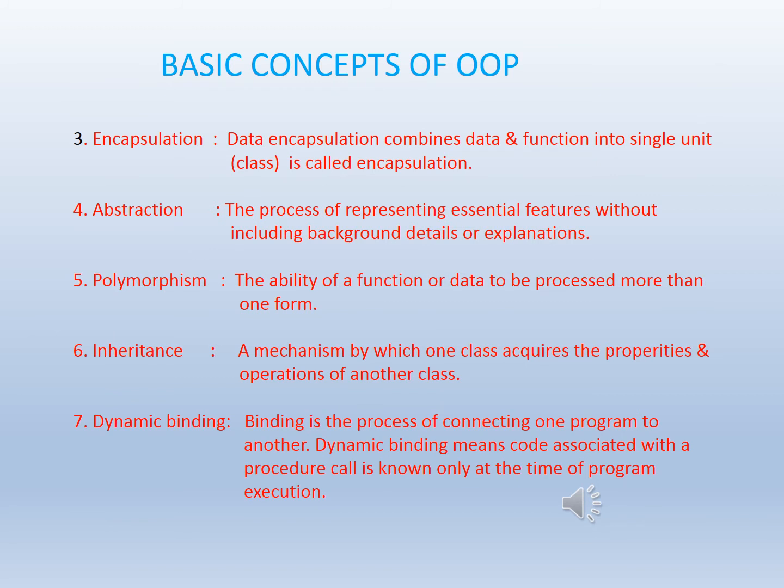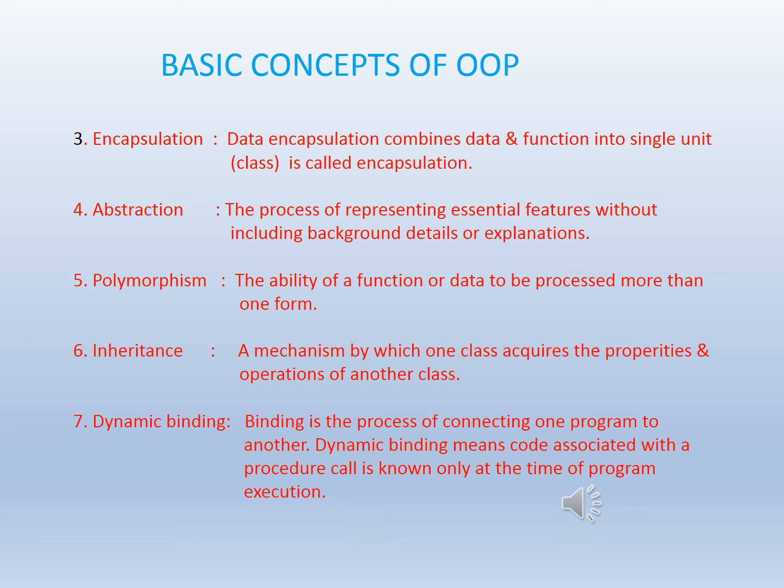Next is encapsulation. That means we restrict access to data. It will not move freely from function to function. So how to do that? The property of encapsulation is storing data and function in a single unit. To achieve data security, we store data and function in a single unit called a class. This is data encapsulation.